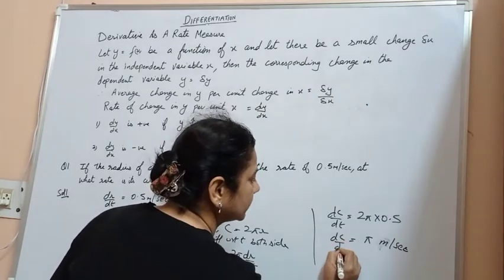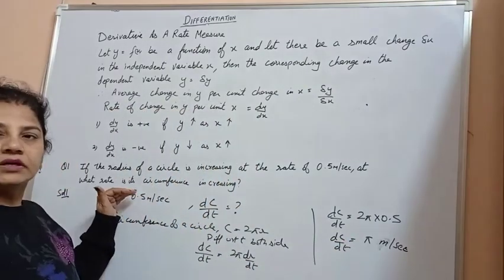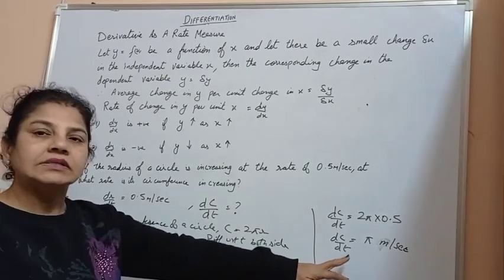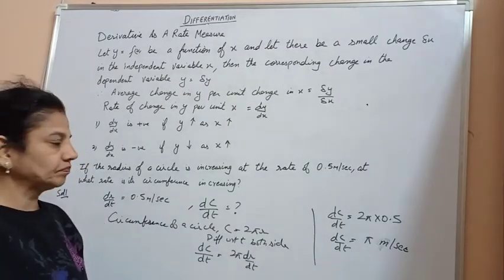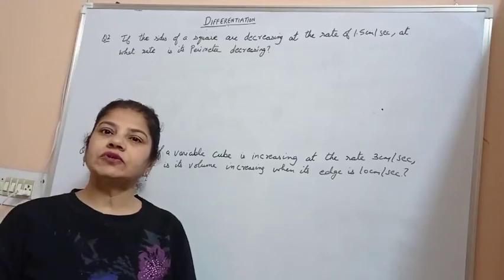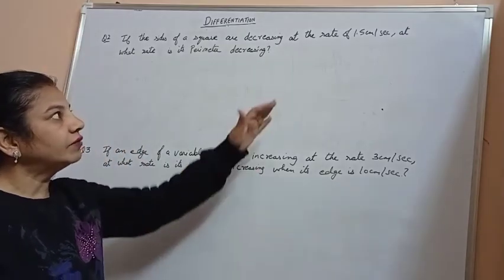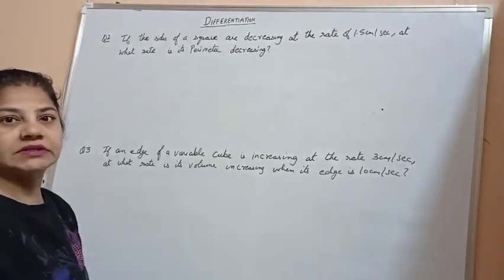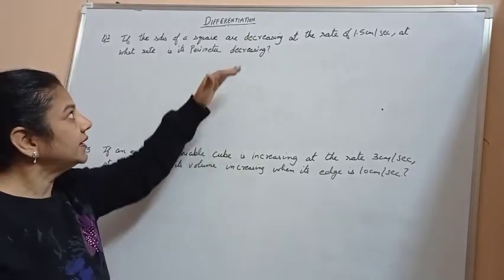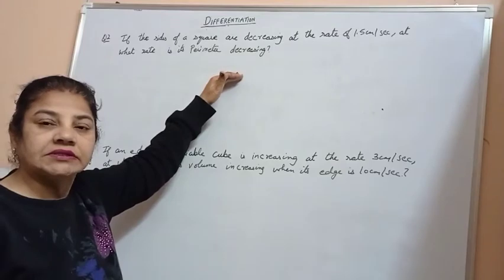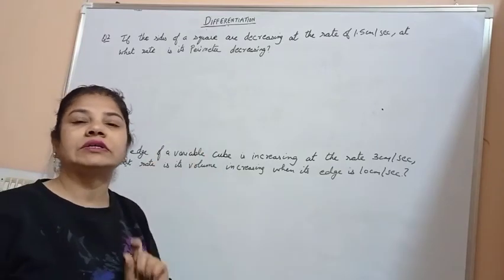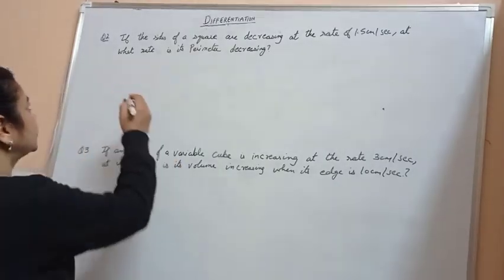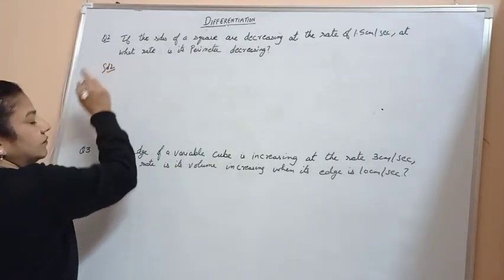So the rate of change in the circumference, dc by dt, is pi meter per second. If the side of a square is decreasing at the rate of 1.5 centimeter per second, at what rate is its perimeter decreasing? As the side is decreasing and the perimeter is decreasing, both are decreasing, therefore the sign of the first derivative should be positive.